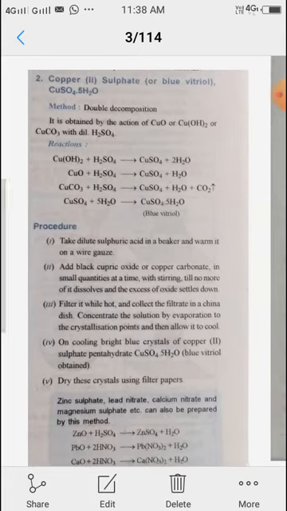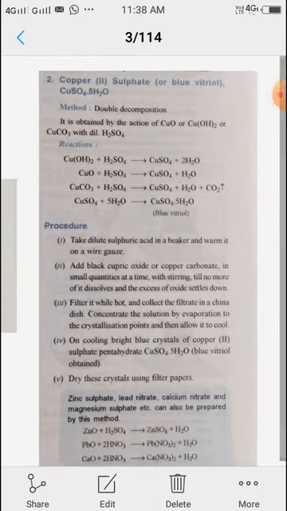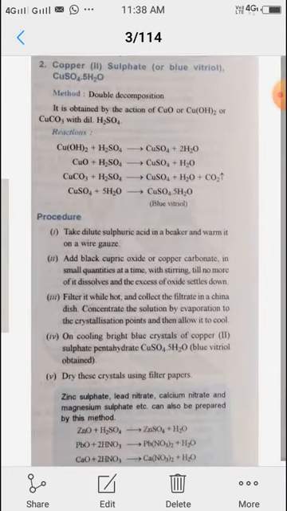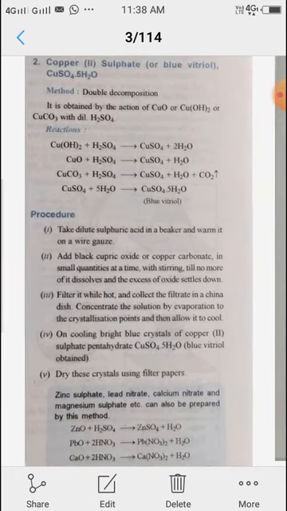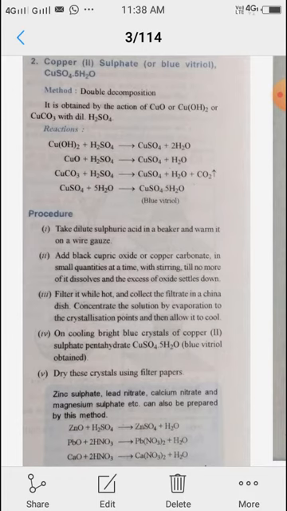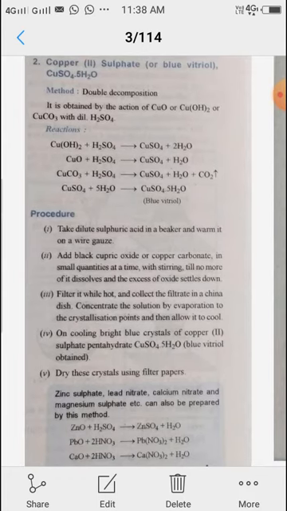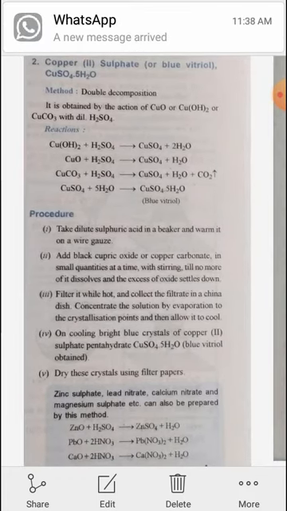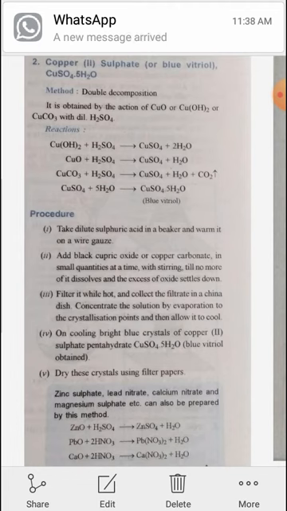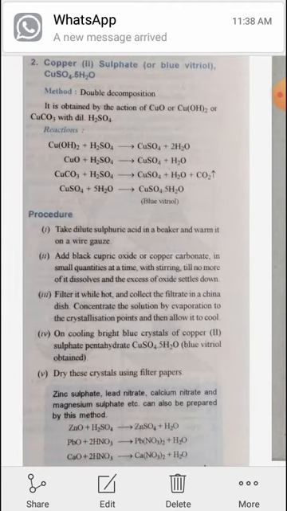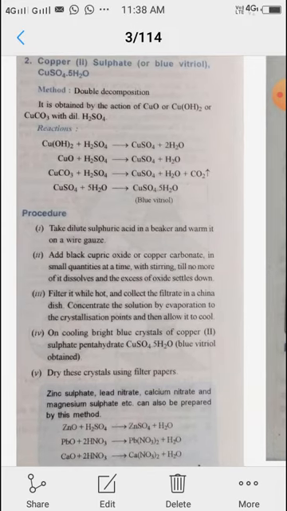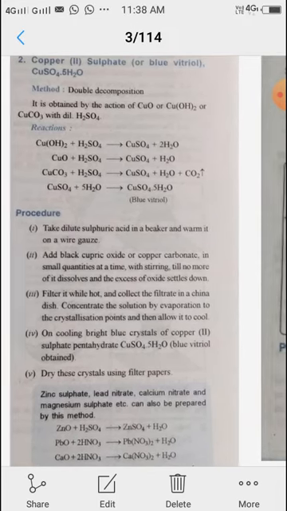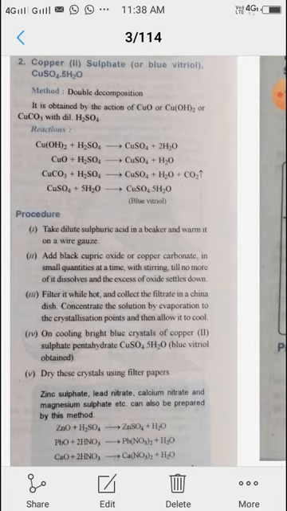Today we are going to discuss another most important topic. In this topic we will prepare copper sulphate. It is commonly known as blue vitriol. The formula of copper sulphate is CuSO4·5H2O. Copper sulphate pentahydrate is the name of this salt. It is in crystalline form, with water molecules attached to the copper sulphate as crystals.